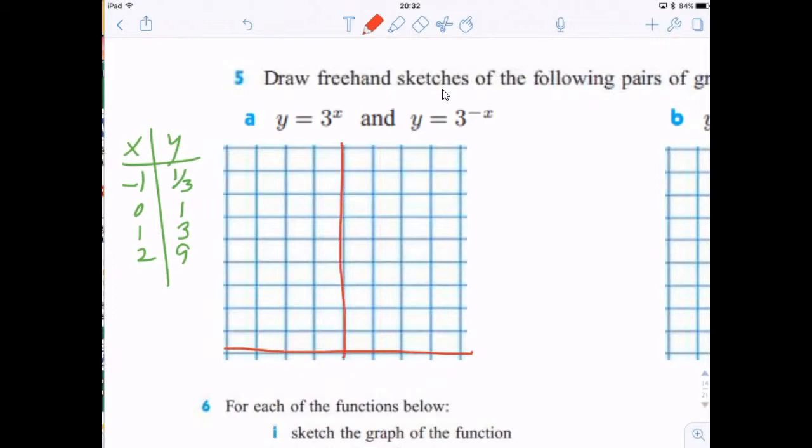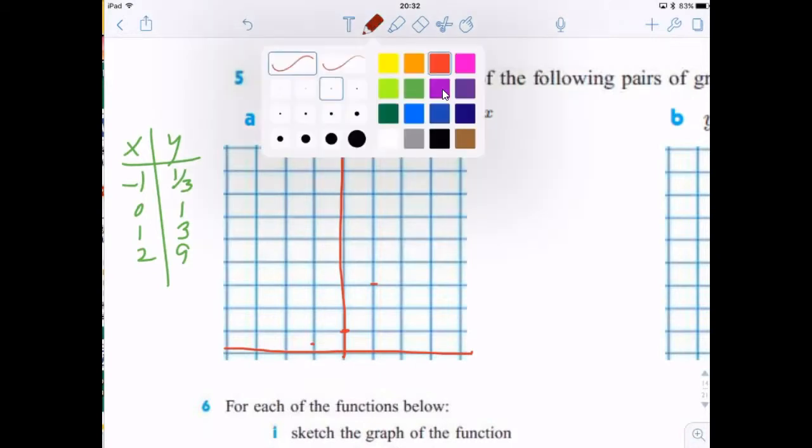Okay, and then I'll put in the points. -1, 1/3, about there. 0, 1, 1, 3, 2, 9. Okay, and then I'll color it in green.